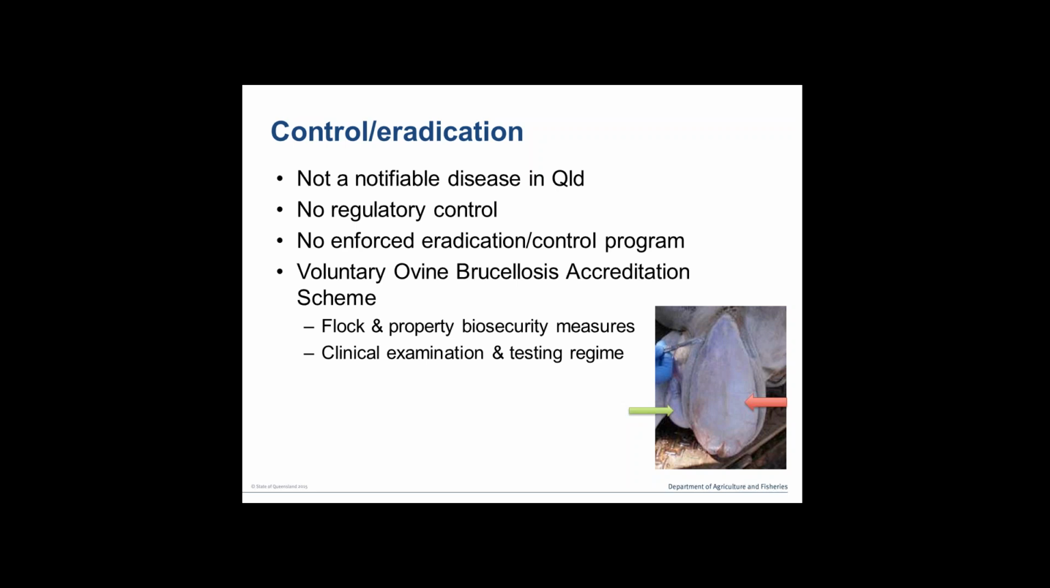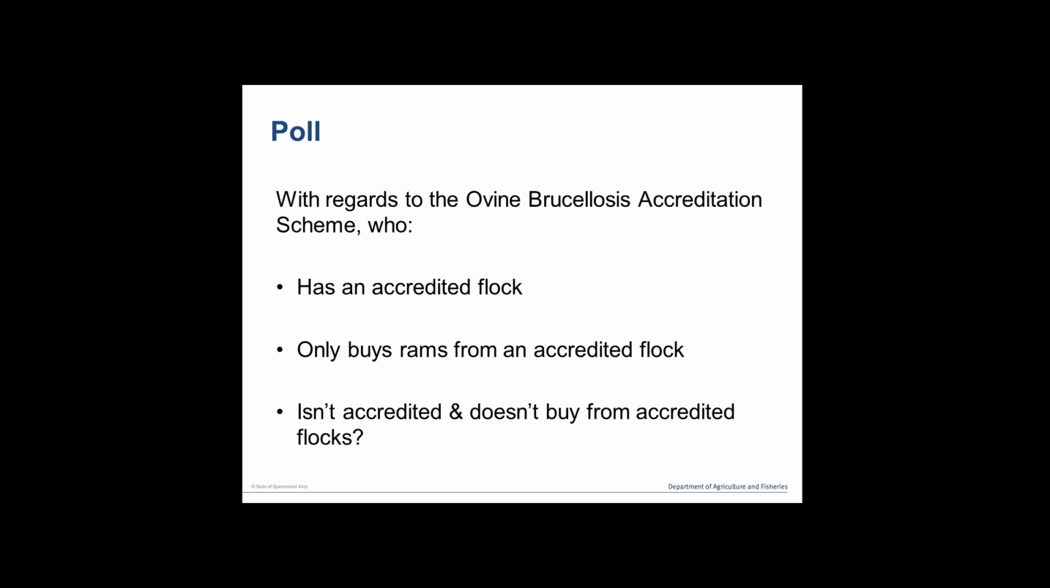The scheme is based on a testing regime together with flock and property biosecurity measures that minimises the risk of spread of Brucella ovis within a flock and the introduction of Brucella ovis into the flock. It also uses a series of clinical examinations together with serological screening tests and follow-up investigations of reactors to assess the risk of the flock being infected.